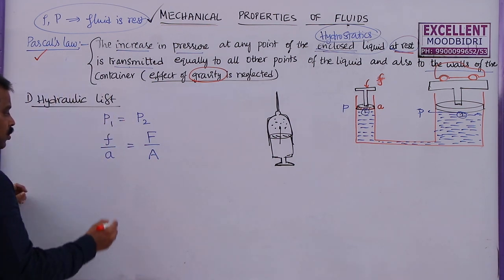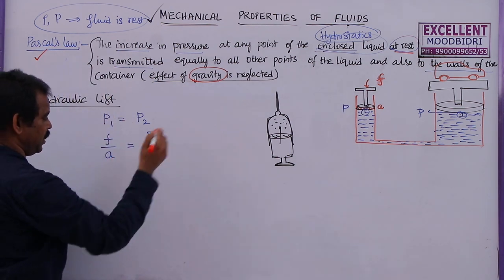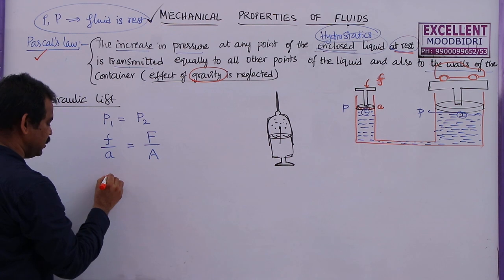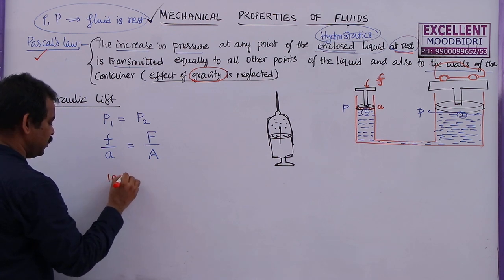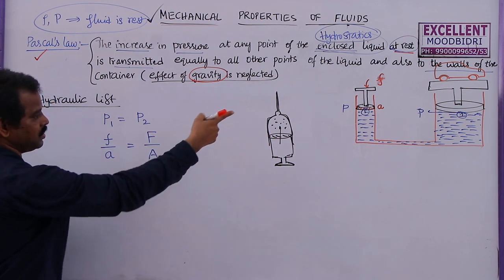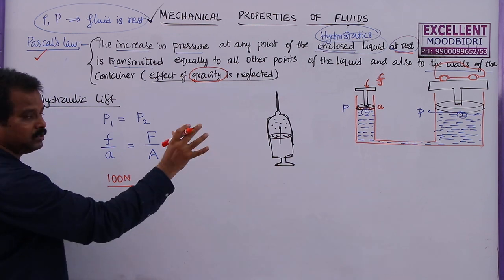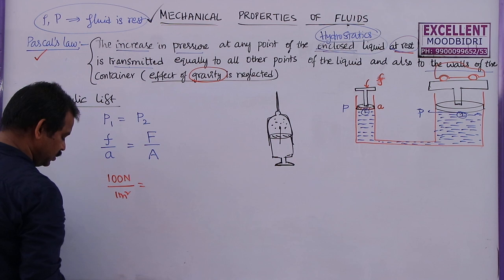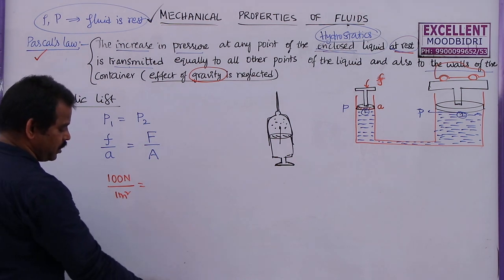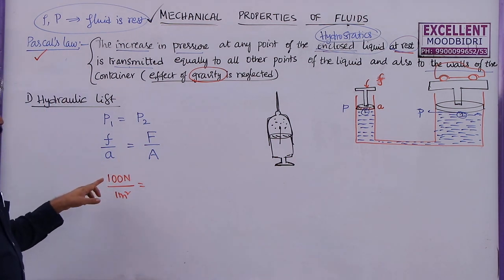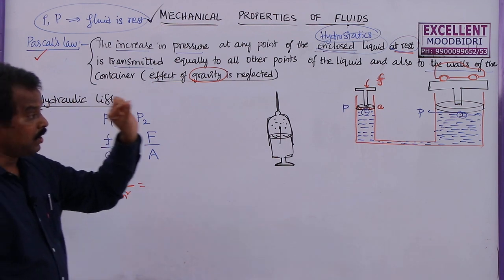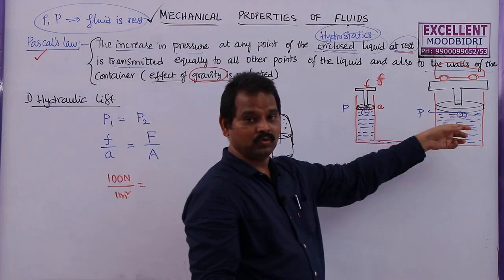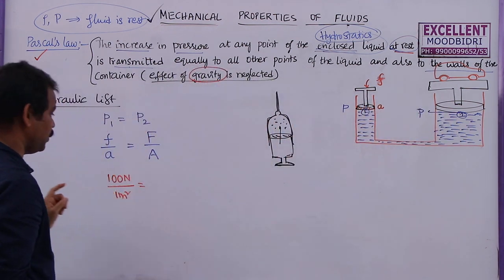Now, what is the force applied by us? Let us say it is 100 newtons, and the area of this piston is a small area, say 1 meter square. So what is the pressure created, or increase in pressure, at point 1? This is equal to 100 newton per meter square. What is the pressure created at point 2? This is also 100 newton per meter square.